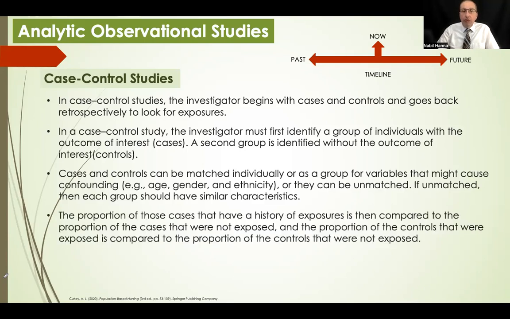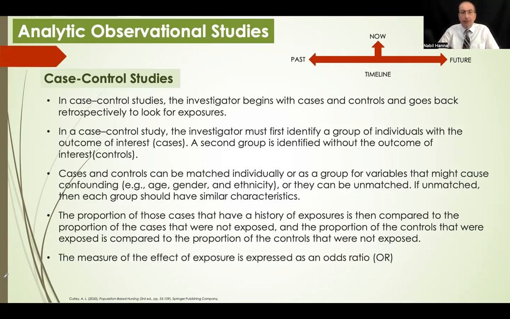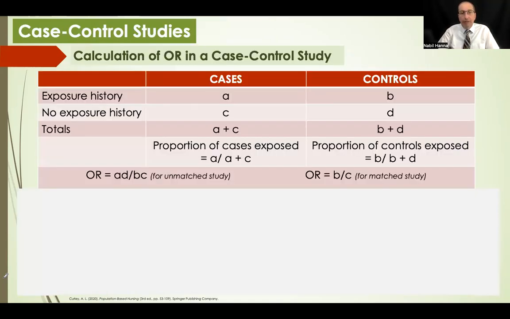If unmatched, then each group should have some similar characteristics. The proportion of those cases that have a history of exposures is then compared to the proportion of the cases that were not exposed. And the proportion of the controls that were exposed will be compared to the proportion of the controls that were not exposed. And the measure of the effect of exposure is expressed as an odds ratio. So this table shows the calculation of the odds ratio in a case control study.